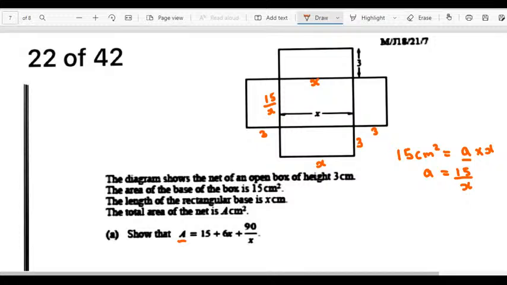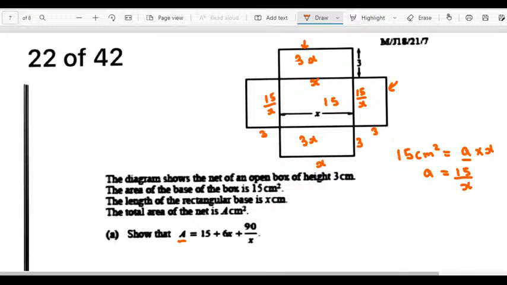Okay, what is A? A is the total area of the net. So I will find the area of these 1, 2, 3, 4, 5 rectangles, and then I'll sum that up. Okay, so area of this rectangle would be length into breadth. So that would be 3 into x. Then the area of this one would also be 3x, and the area of the base is 15. That is what they have told us. What about the area of this one? It would be 3 multiplied by, this side is 15 by x, so that would be 45 by x, right?